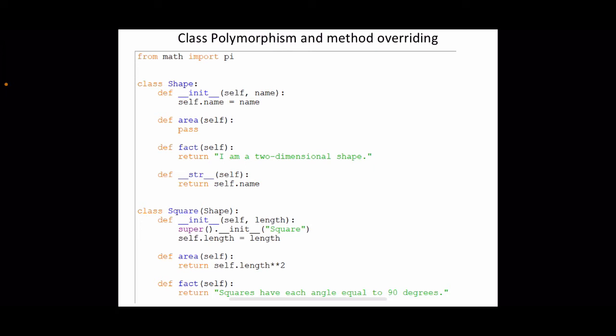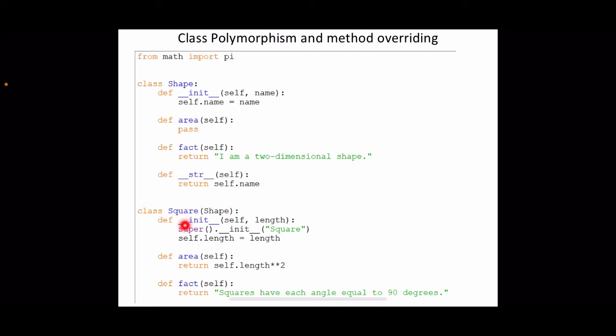And another function, fact, returns a string: I am a two-dimensional shape. That is the function of this fact. And another method, str, returns the name of this particular class. It simply returns the attribute name. So these are the different methods. And now we have another class, square, in which shape is the parent class. So all the methods and attributes of the shape will be inherited by this square.